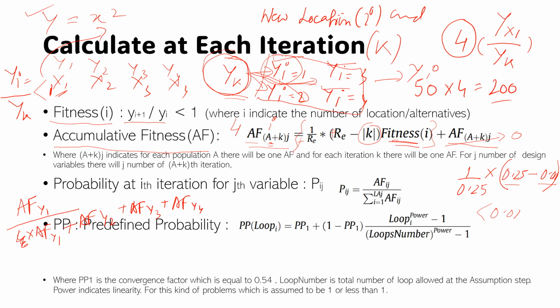So here there are 4 y's, so you will get 4 f, and you have to add all these af with each other, and that sum will be divided from each of the f to find the probability at the ith iteration or at the ith iteration for jth variable for kth loop. Okay, so for when k is 0.01, as I have already mentioned.